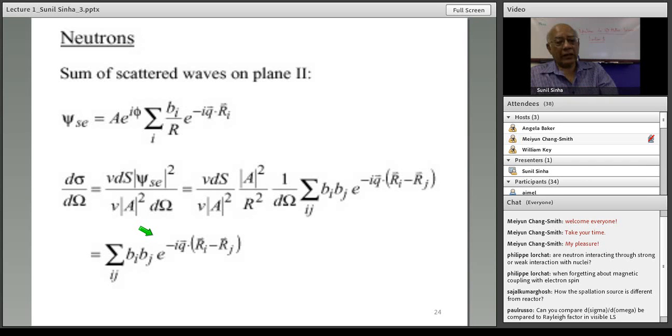So this is the reason why coherent scattering of neutrons or x-rays is sensitive to the positions of the scatterers, from which you can get, in turn, the structural information because of this phase factor that's involved in this.